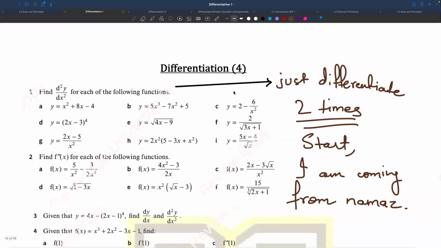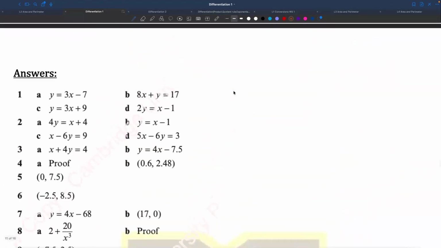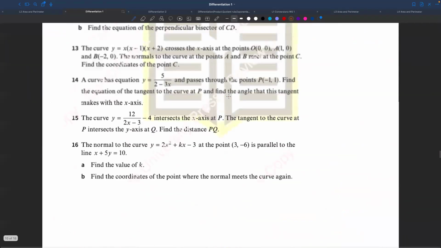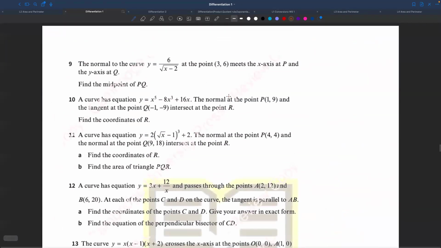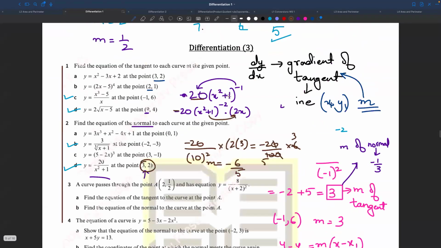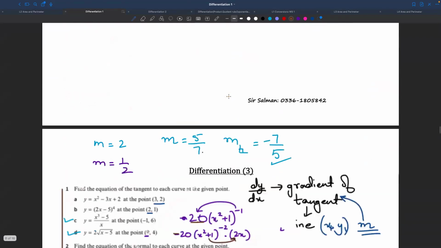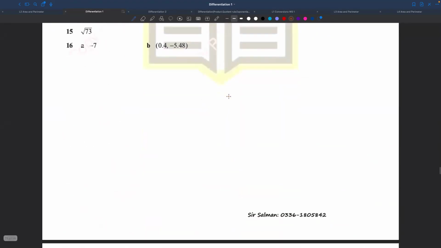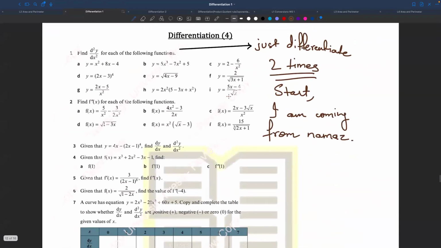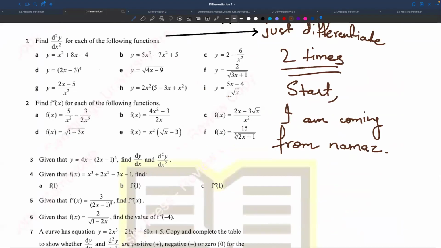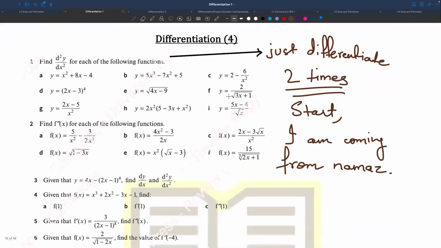Up till now, we have done basic differentiation. We know that differentiation actually just means the gradient of the tangent. How to differentiate? I think we have gone through the basics in the first three worksheets. Okay. Now in this worksheet, it is saying find d square y upon dx square. Basically, we just said we'll double differentiate. But why is double differentiation important?